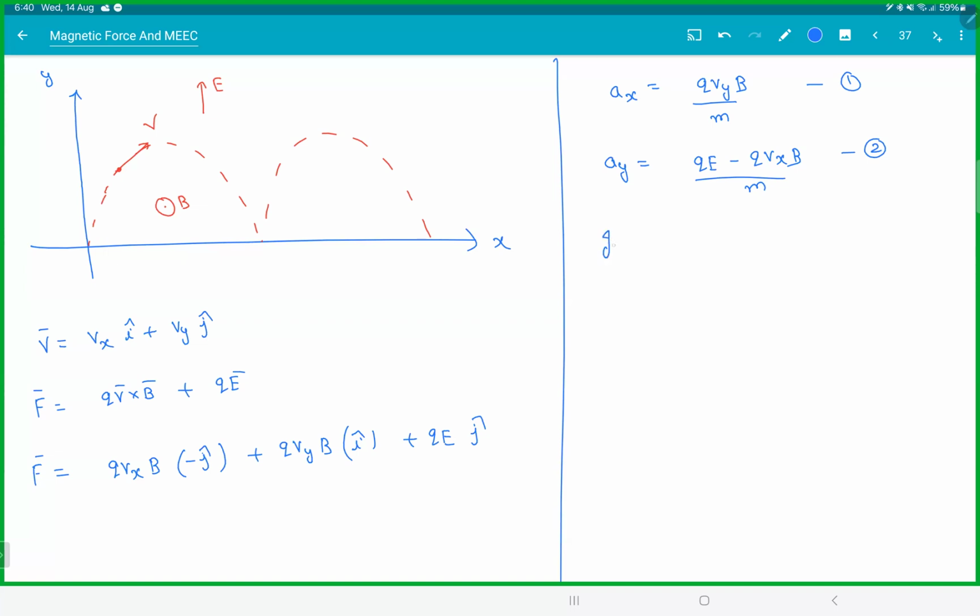And if you look at the initial conditions here, what are they? Vx is 0, Vy is 0, ax is 0. There's no acceleration in x, but ay is qE by m, since there is only the electric force acceleration. Have a look at the equations here.